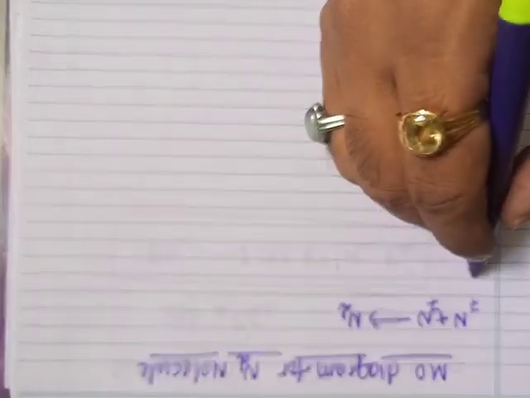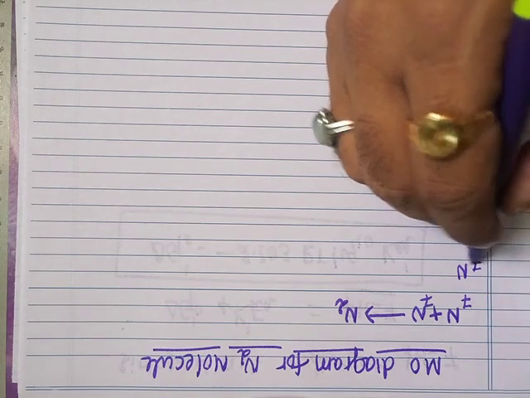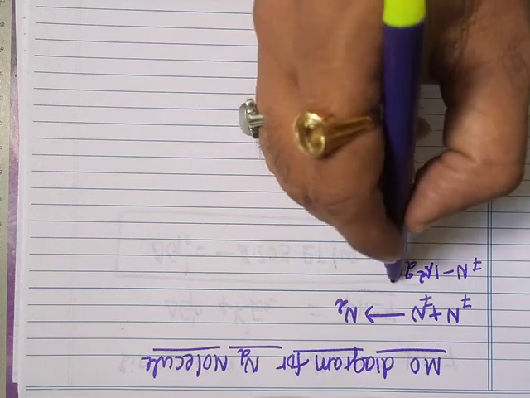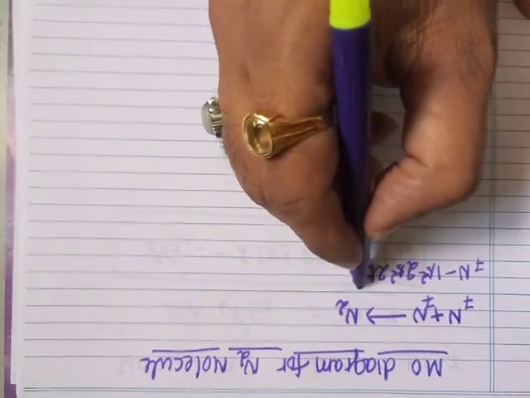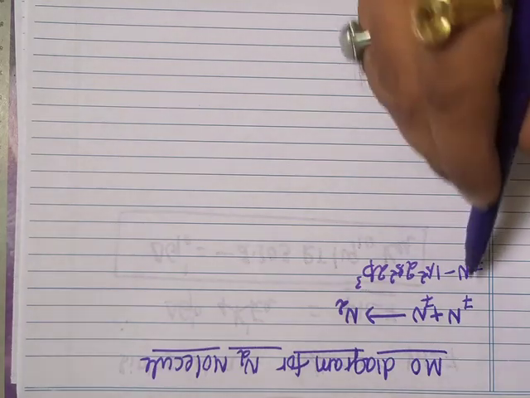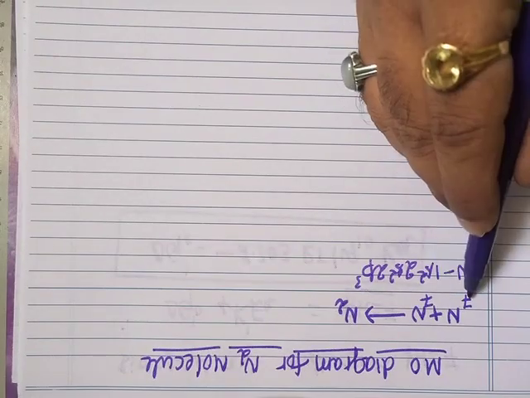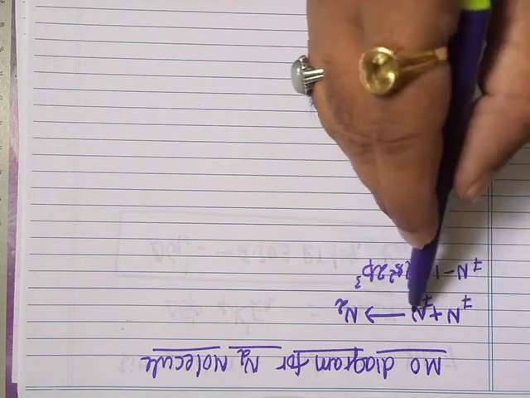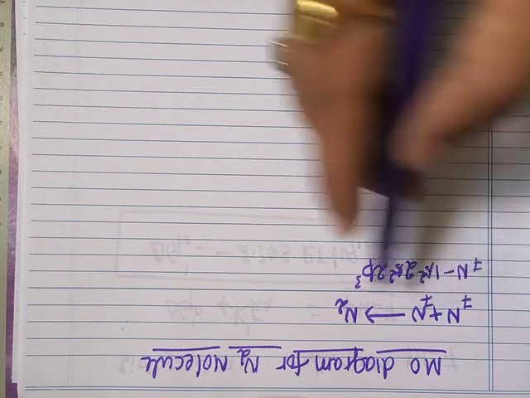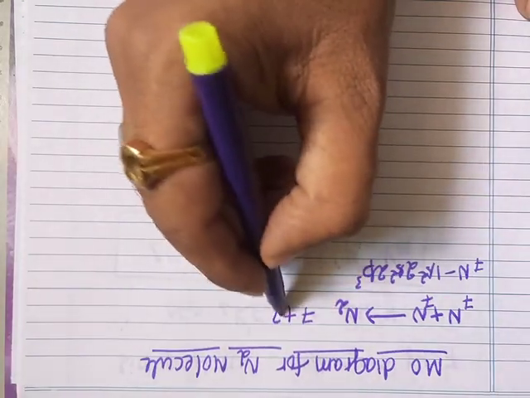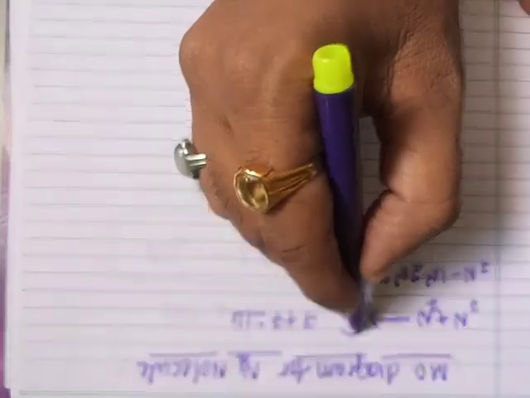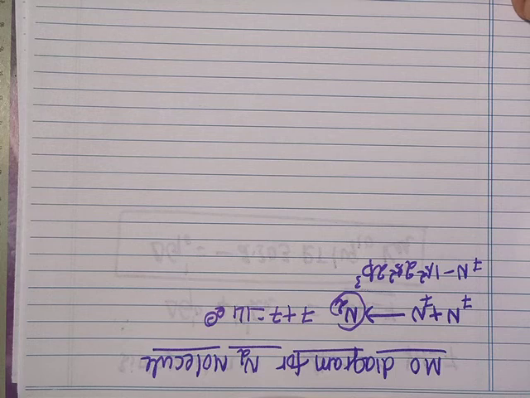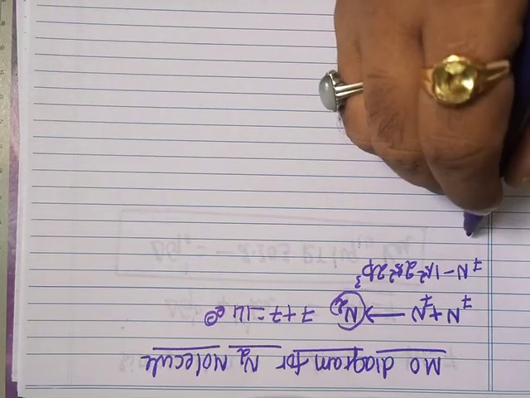The electronic configuration of nitrogen is given by 1s2, 2s2, 2p3. So each nitrogen atom contains 7 electrons. Therefore the nitrogen molecule, which is formed from two nitrogen atoms, will contain 7 plus 7, that is 14 electrons.